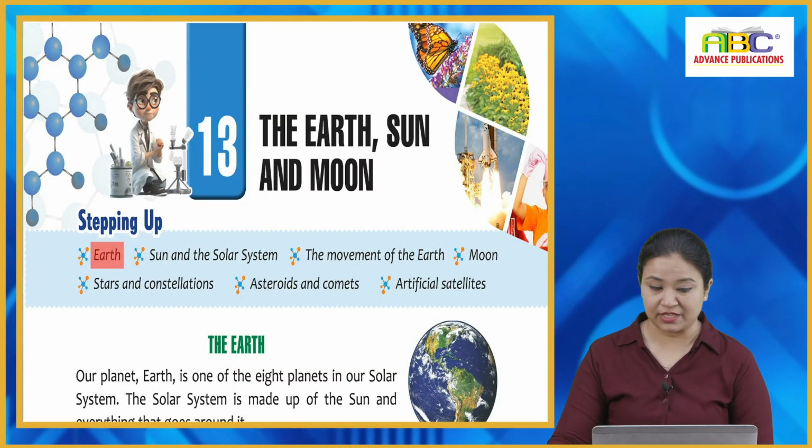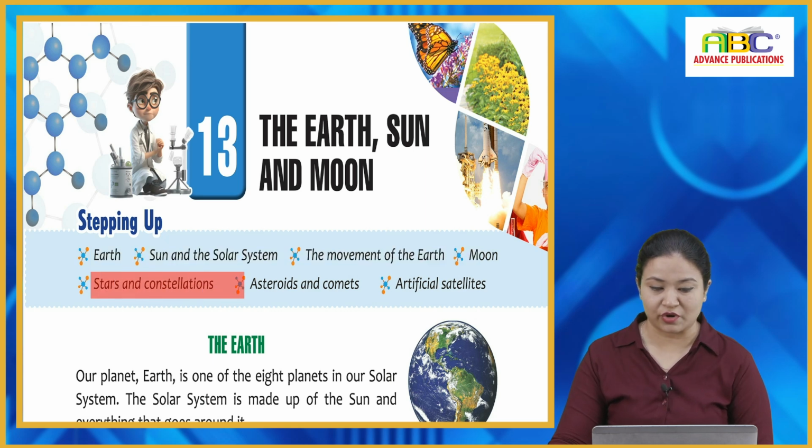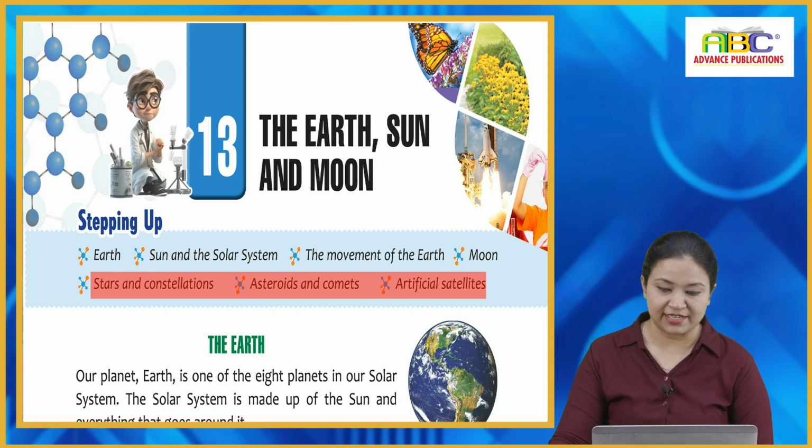Stepping up, Earth, Sun and the solar system, the movement of the Earth, Moon, stars and constellations, asteroids and comets, artificial satellites. So in this chapter we are going to learn about Earth, Sun and the solar system, movement of Earth, Moon, stars and constellations, asteroids, comets and artificial satellites.